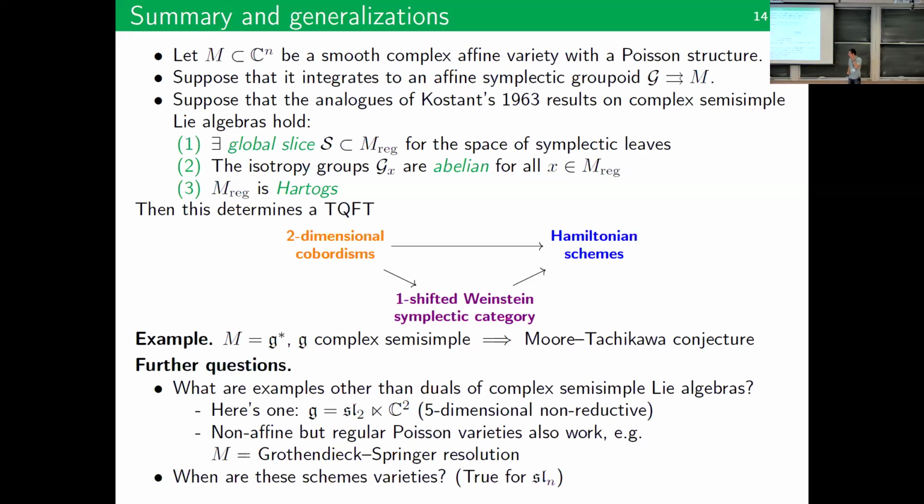And finally, also the obvious question is, when are these schemes that we get in the end actual varieties? When can we show that their coordinate ring is finitely generated? We know this is true for SLN by the work of Braverman, Finkelberg, and Nakajima on Coulomb branches, but for example, is the one coming from this five-dimensional non-reductive Lie algebra? Do we get varieties? That's a very good question.